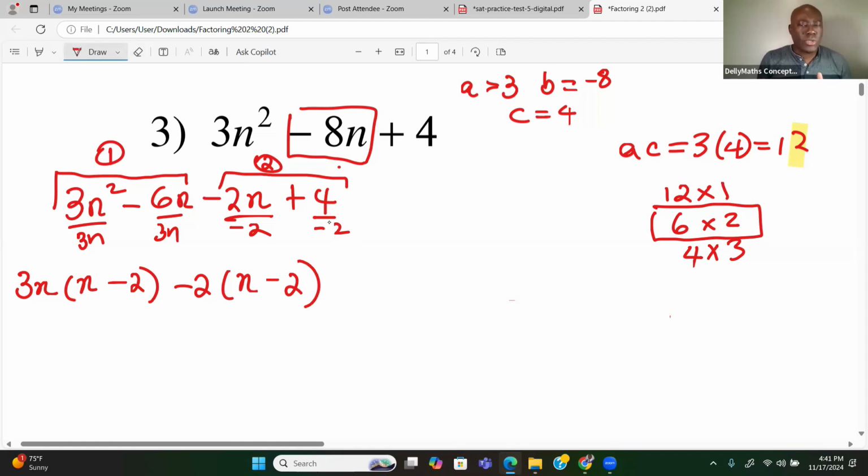Now let's take a look at our two brackets. Our two brackets are identical. They're both n minus 2. And as you could see, this is now the common factor. So I'm going to take the common factor out, open a bracket, then divide these terms by the common factor. Let's take a look.